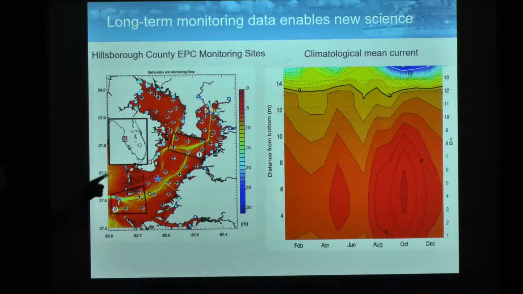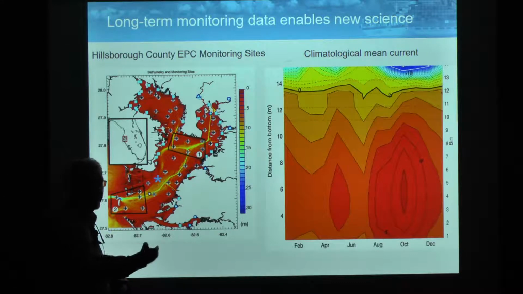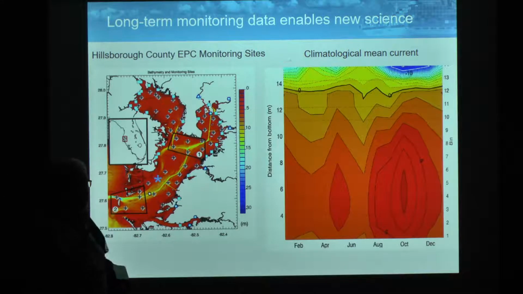And these pluses are where EPC does their monthly sampling. The asterisk, which got displaced when I copied this over, should be in the ship channel. It is the ADCP under the Skyway Bridge. This is a monthly average of the current speed going through the Skyway Bridge. Red means it's going into the bay, blue means it's going out.